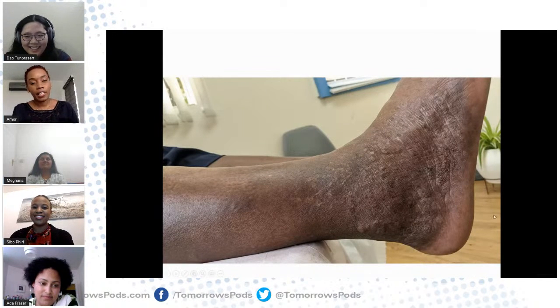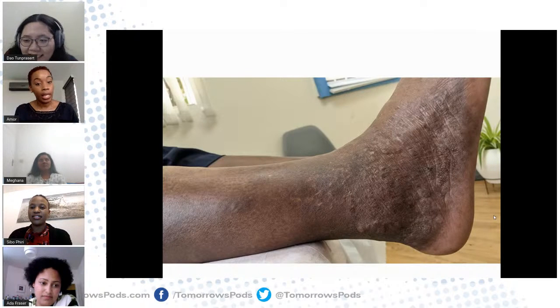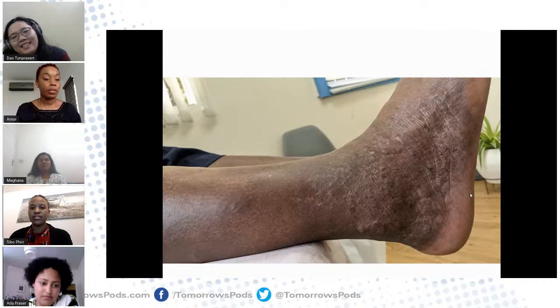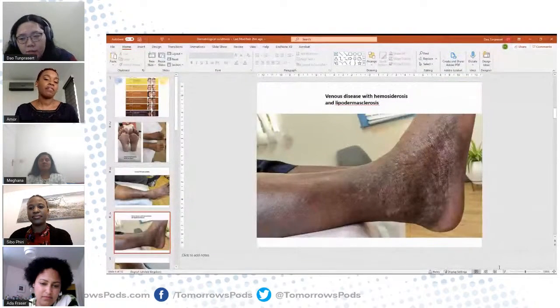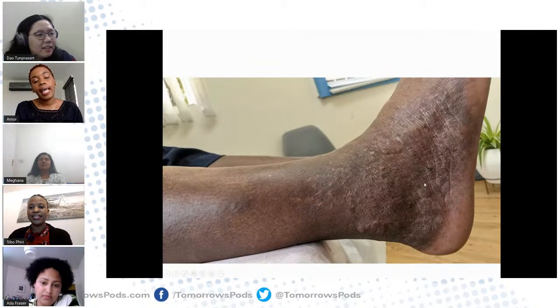And there's no quick fix. He didn't want to hear that part because he came in for this to go away. He wanted me to scrape it off and he would walk out the door with beautiful legs. So, to break it down to him and explain what's actually happening and the process it will take for him to reverse this, he wasn't very happy about. But yeah, this is what it can look like.